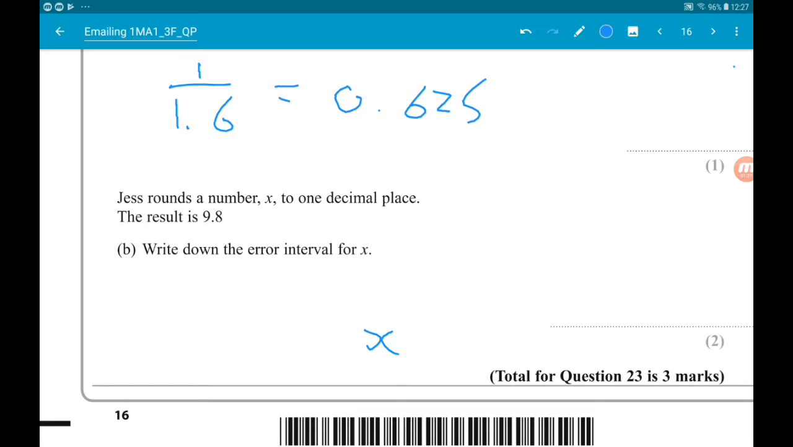So for the lower bound, you always use an or equal to inequality, and we want the smallest number that would round up to 9.8. So that would be 9.75. And then for the upper bound, you use a strict inequality. And then we want the first number that wouldn't round down to 9.8. So that's 9.85.